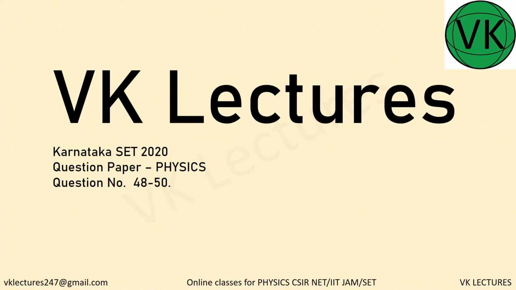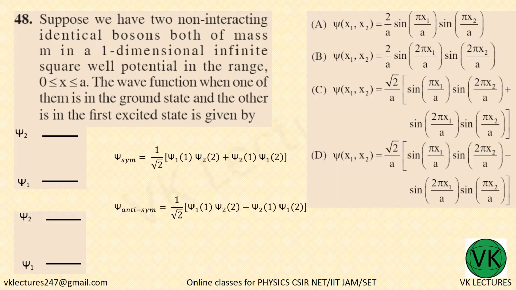In this lecture, we are discussing the following questions from the physics question paper of Karnataka SET 2020. 48th question. Suppose we have two non-interacting identical bosons, both of the mass m in a one-dimensional infinite square well potential of this range. You are asked to find out the wave function when one of the particles is in the ground state and the other particle is in the first excited state.